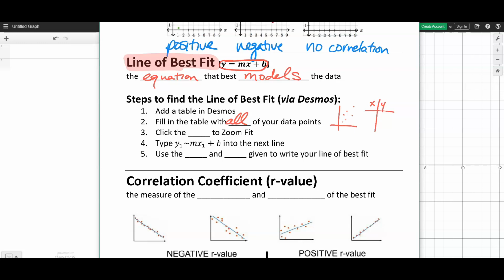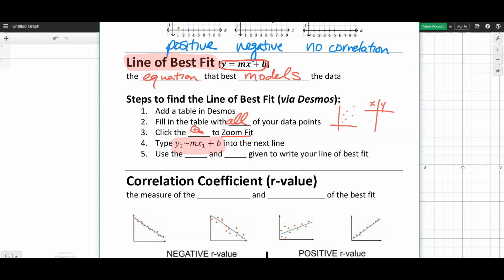After you've typed in all of your data points, you're going to click the, and don't laugh at my artistry, this is a magnifying glass, so that the data will be fit to your screen. It's going to auto zoom your screen so that you can see all of the data points that you have entered on Desmos. You are then going to type this following equation, which is an annotated, funky version of y equals mx plus b. It's y1, squiggly line, tilde, or approximately, mx1 plus b. So it's almost y equals mx plus b, but it's just a little bit different.